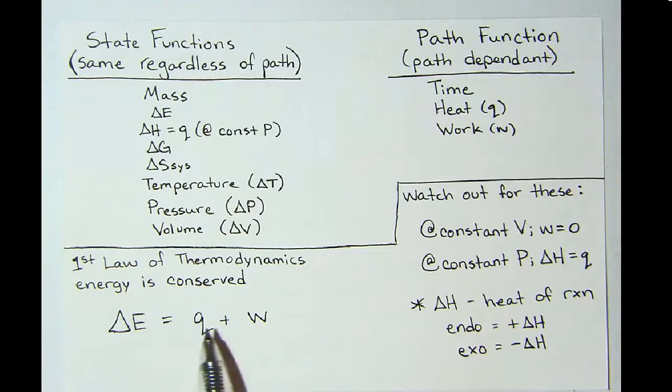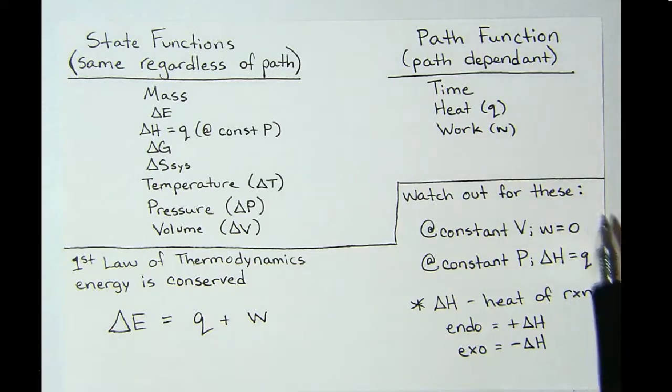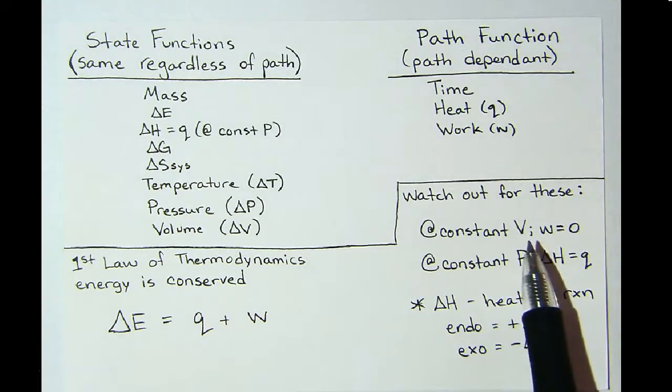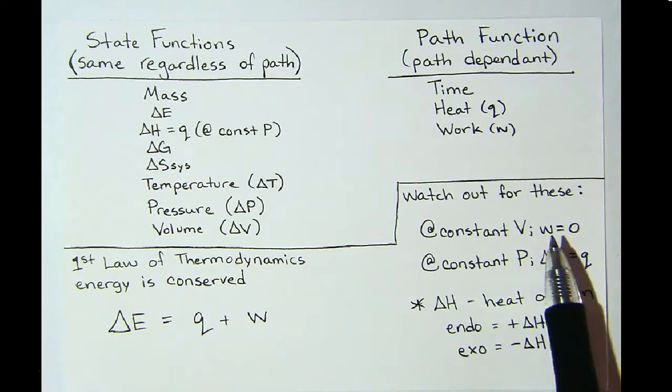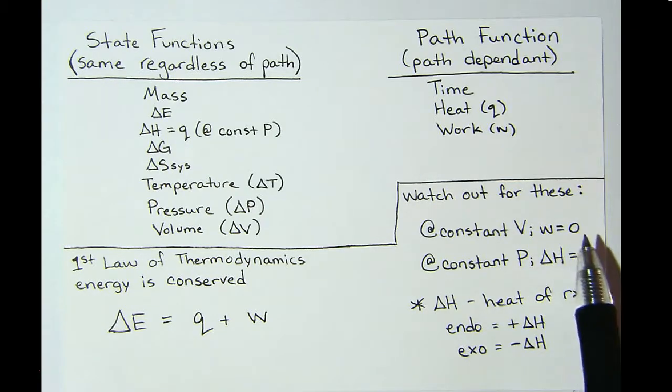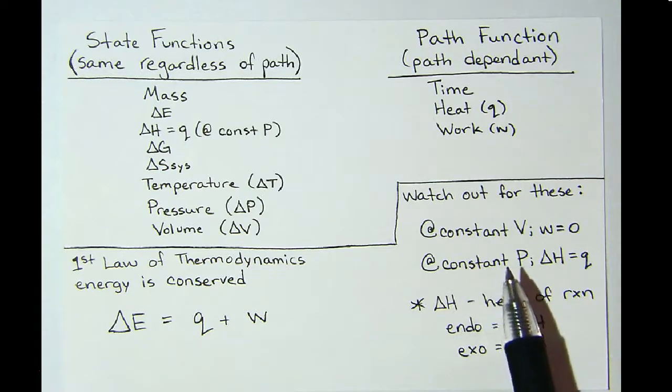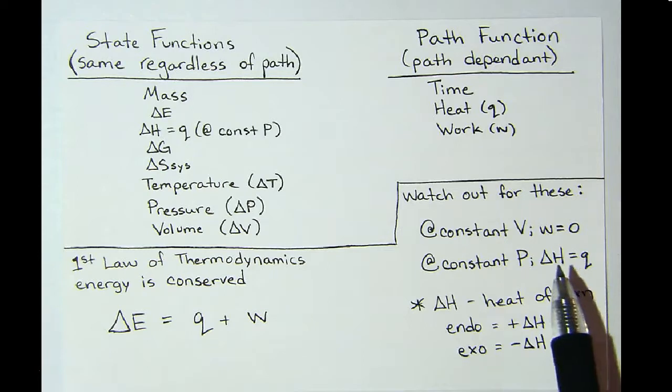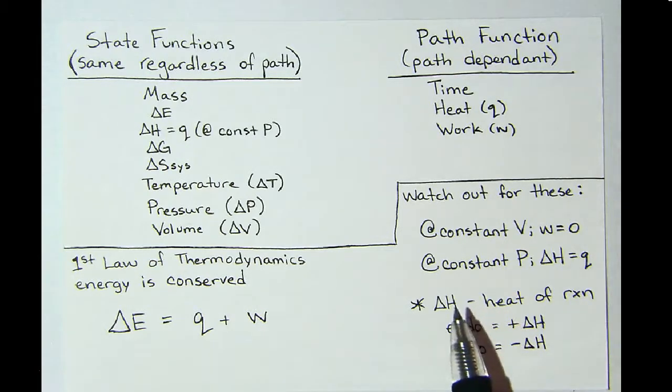What you're going to have to focus on is, remember from our previous video, whether or not the heat and work are going into the system, so whether or not they have positive values, or are they exiting the system, which is going to give them negative values. And so those are going to come into play when you're calculating your delta E. Watch out for these. If you see at constant volume, well, then there's no expansion or contraction. No work is being done. So work is going to be equal to 0. If something is at constant pressure, then the Q is going to equal the delta H. Delta H is the heat of the reaction. So if it's endothermic, delta H is positive, and if it's exothermic, delta H is negative.